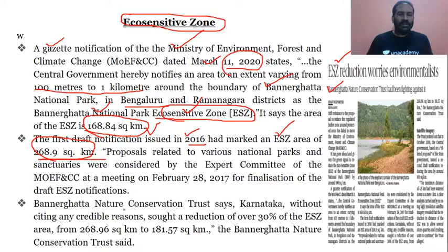And then Bannerghatta National Nature Conservation Trust, you have a trust for this Bannerghatta National Park, and this trust is saying that around 30% of the eco sensitive zone area has been reduced, that is initially 268.96 square kilometers, it has been reduced to 181.57 square kilometers. So it is a threat to the eco sensitive zone. So from a prelims point of view, please make sure that you know where it is located, what is the area, what was the initial and then later area, and that the Bannerghatta Nature Conservation Trust is making the point that whatever the gazette has come up with by the ministry is wrong, and that the eco sensitive area has to be protected.